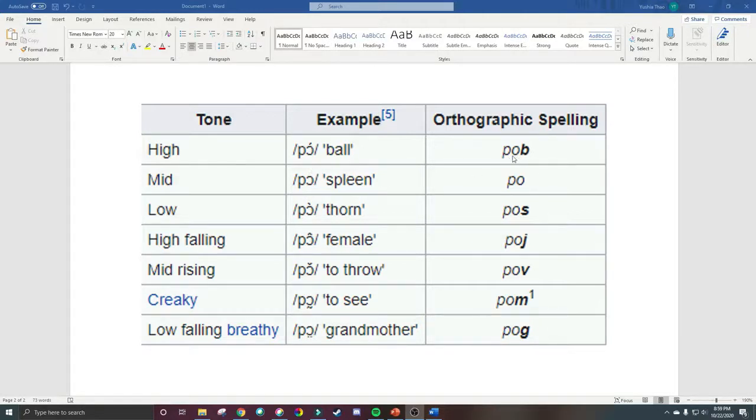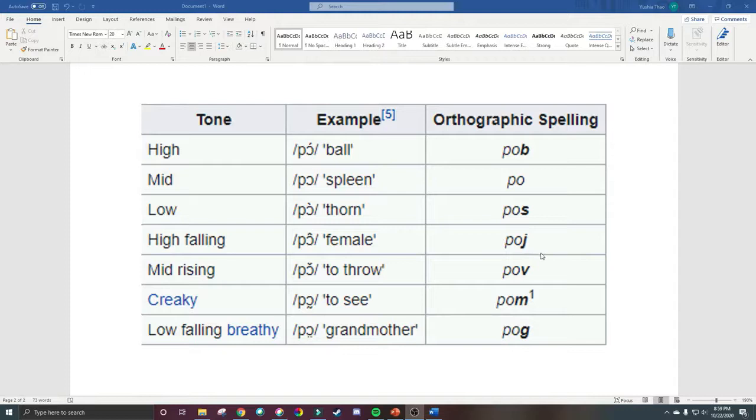So, this is ball. It's a high tone. And then there's just ball. It's mid-tone. And then this is the next word, and it is pronounced ball. It's low.